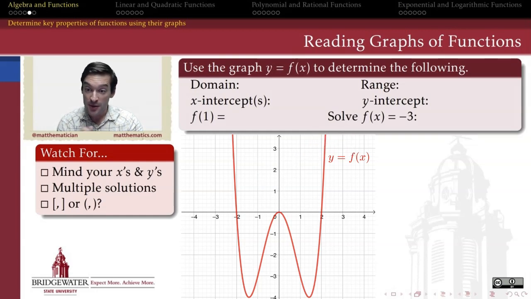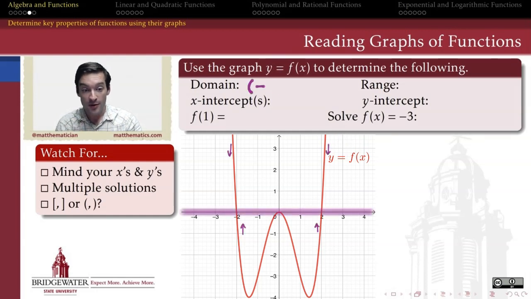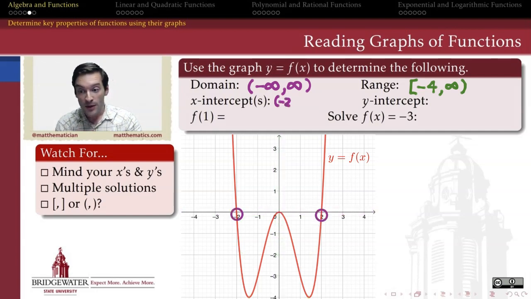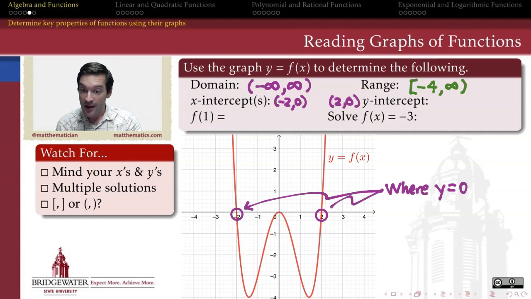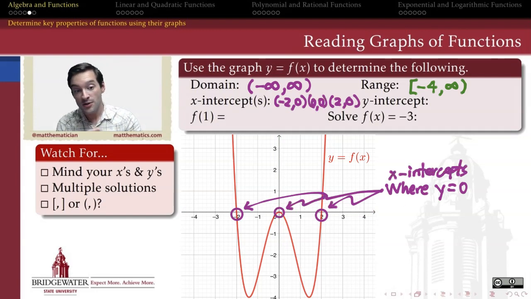While pictures can speak 1,000 words, they don't always do so with precision. But we can read the domain of a function off of its graph by squishing the graph onto the x-axis. And we can read the range of a graph by squishing that graph onto the y-axis. We can read the x-intercepts of a graph as the places where that graph crosses the x-axis. In other words, the points at which the y-coordinate is equal to 0.